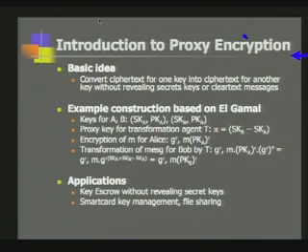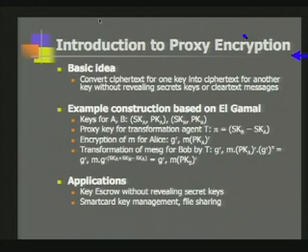So let's look at an example construction in El-Gamal. In El-Gamal, let's say the keys for users A and B are as follows. SKA is user A's decryption key, while PKA is his encryption key. Similarly for user B. Let's say we have a transformation agent T, to which we give a proxy key called pi, which is the difference of the decryption keys between users A and B.